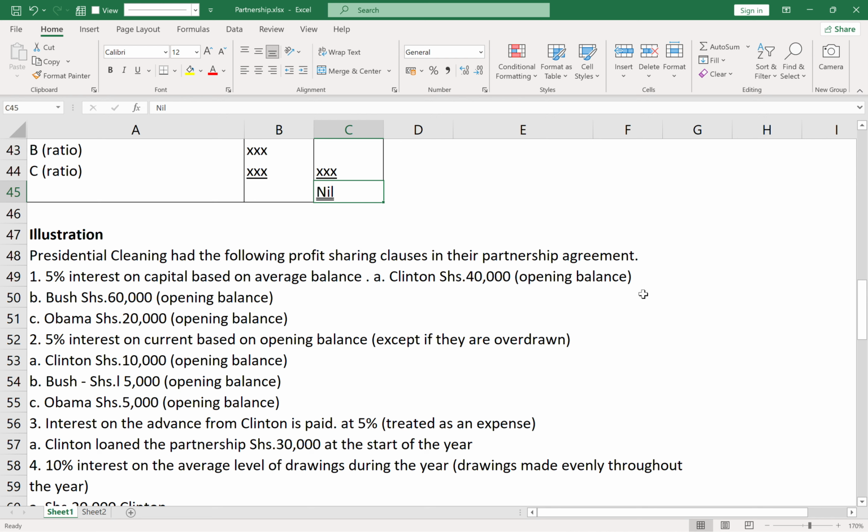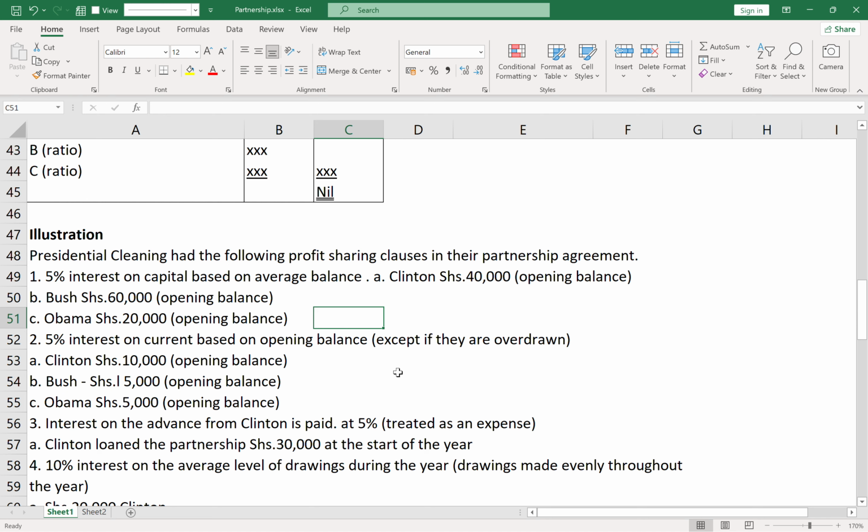We are told of the partnership and the profit sharing clauses in their partnership agreement. We have a 5% interest on capital based on average balance. Clinton has 40,000 opening balance, then Bush 60,000 opening balance, Obama 20,000 opening balance. Then we are also told of 5% interest on current account based on opening balance, except if they are overdrawn.